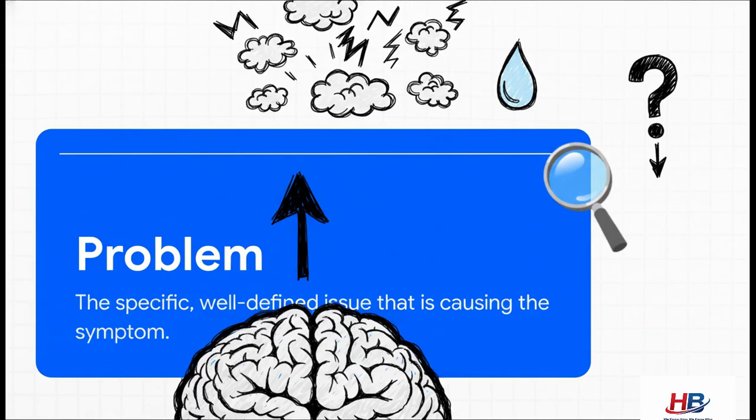So, if the symptom is just the alert, what's causing it? Well, right underneath that symptom lies the problem. If the symptom is the headache, the problem might be, say, dehydration. The problem is the specific, clearly defined issue that is directly causing that symptom you're seeing. This is the what. What is actually broken here?